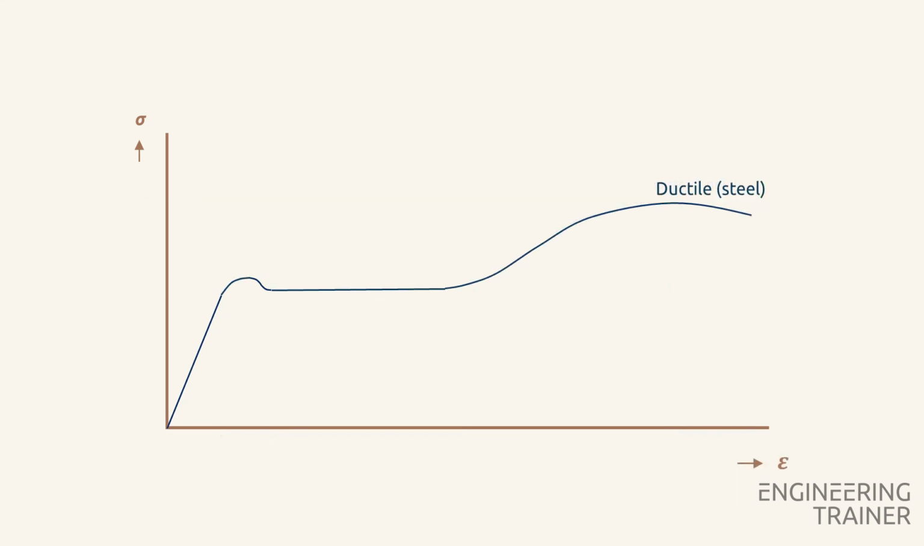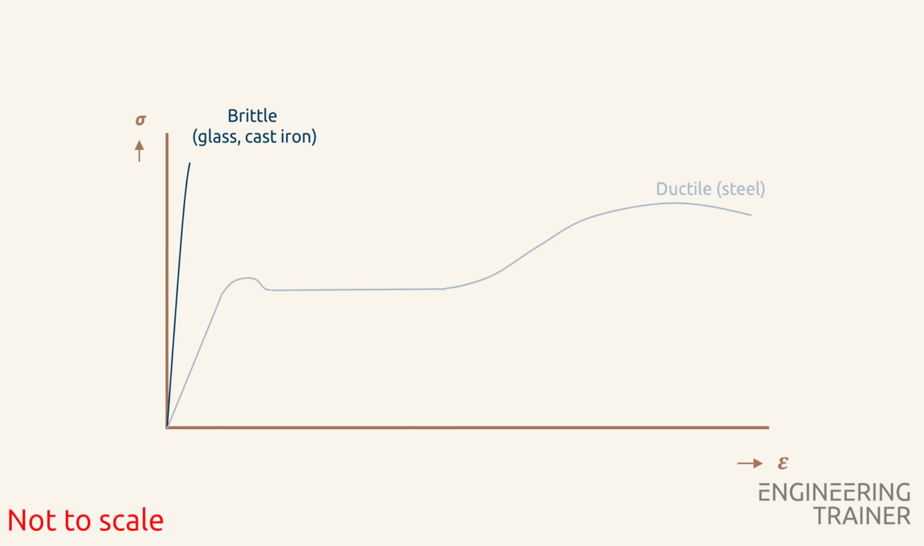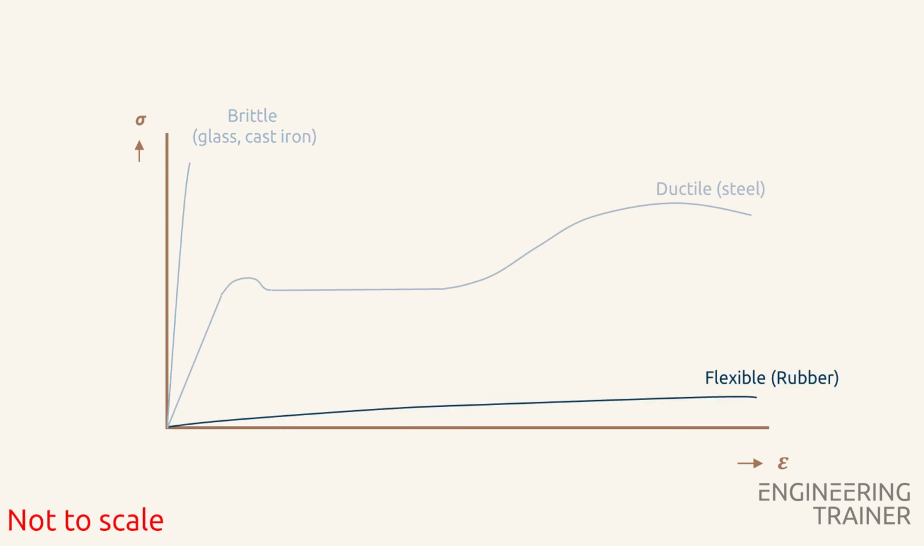The curve that has been discussed here is typical for ductile materials like steel, but the exact shape of the curve can differ greatly for different material types. For example, for brittle material like glass or cast iron, the curve goes up quickly and fracture happens. No plastic deformation occurs for such materials. For flexible materials like rubber, the strain increases quickly even for low force or stress values. These materials typically have a large region of elastic deformation.